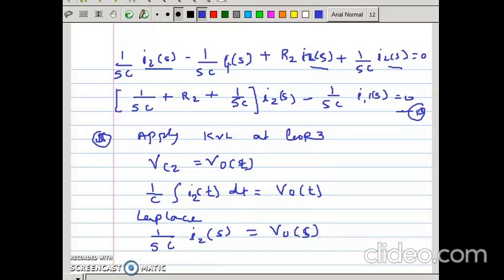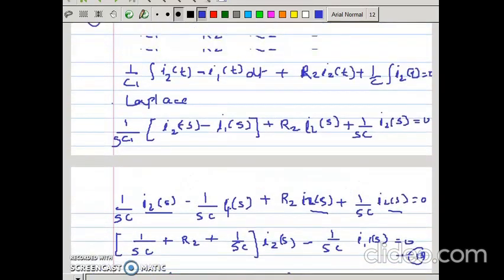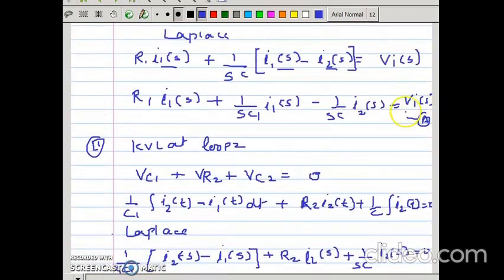Now we get I2 here. For the transfer function, what to do? This is equation number C. Now we have three equations, but what is the formula for the transfer function? Vo upon Vi. So Vo, equation number C, should be in the numerator. And what about Vi? The first equation has Vi, so we take the division of the first and third only.